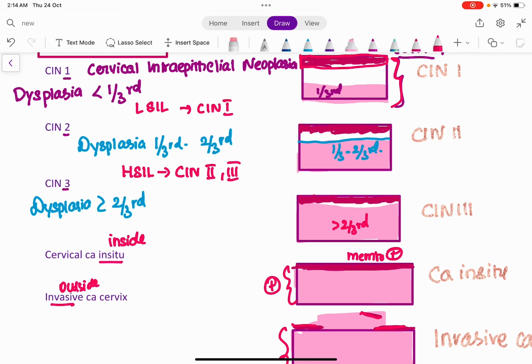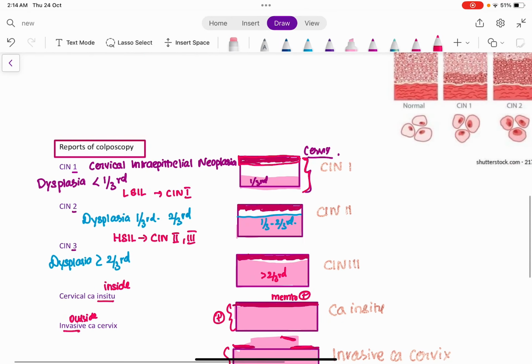Based on the reports of colposcopy, you can definitely plan the management. And what management can be performed in cases of cervical intraepithelial neoplasia, we'll be discussing in the subsequent modules. I hope as of now it is very clear for you, whatever we have discussed, right?